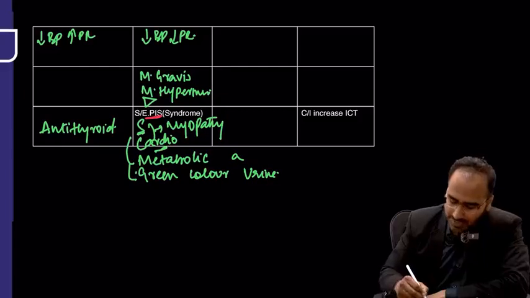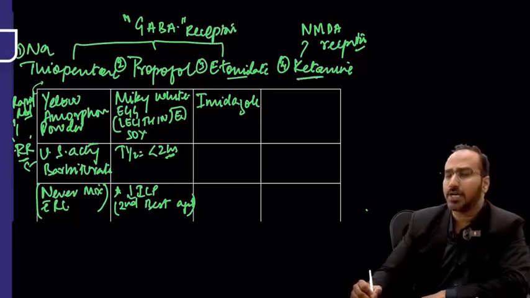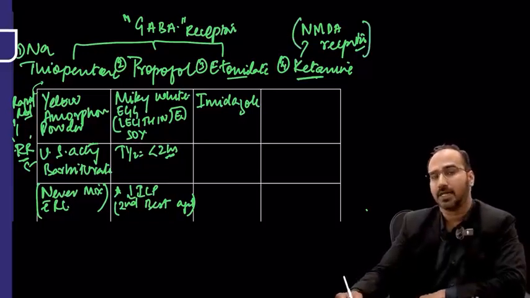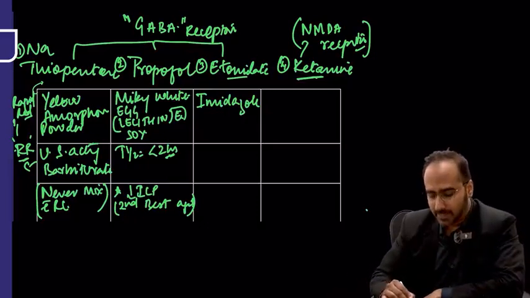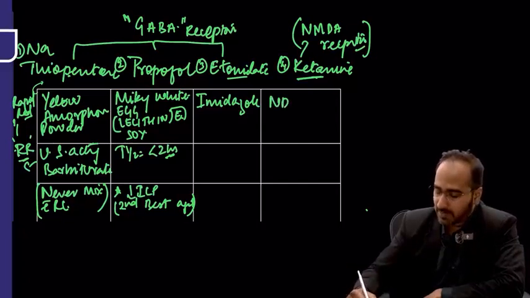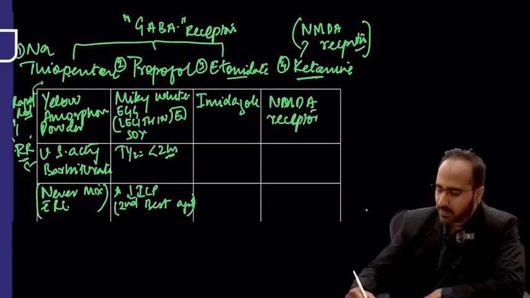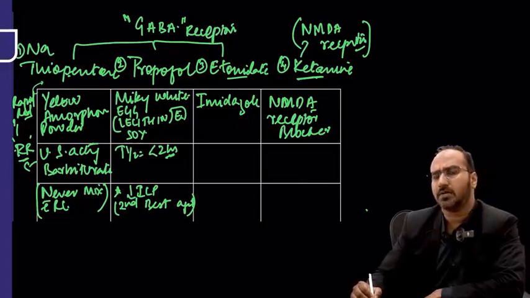Okay. Coming to the next drug, which is called ketamine. We'll discuss etomidate later. First, we'll discuss ketamine. Ketamine introduction is what? Ketamine works on the NMDA receptor. Remember, the IV induction agents working on GABA are thiopentone, propofol, etomidate. Ketamine works on the NMDA receptor. It is an NMDA receptor blocker, or NMDA receptor antagonist.